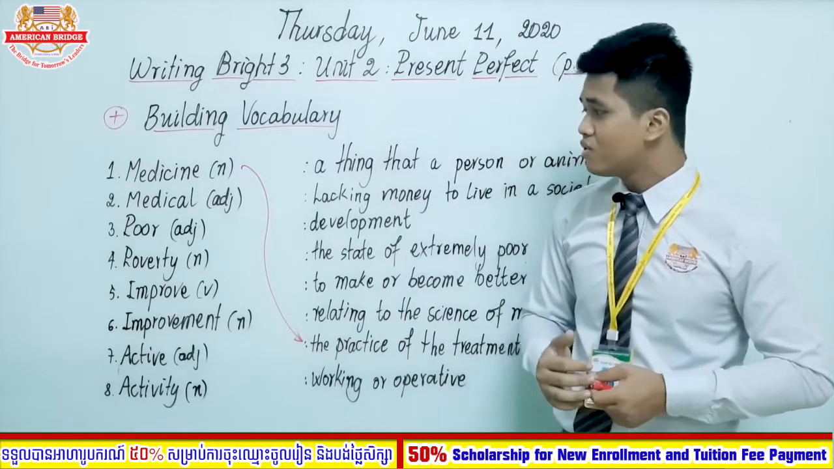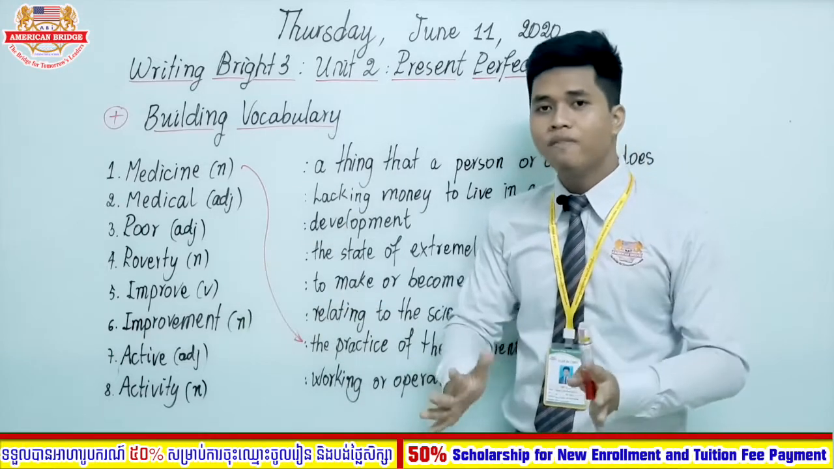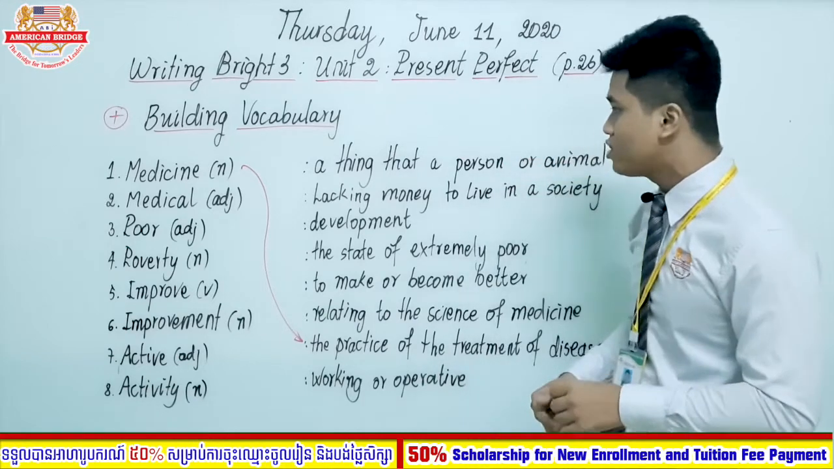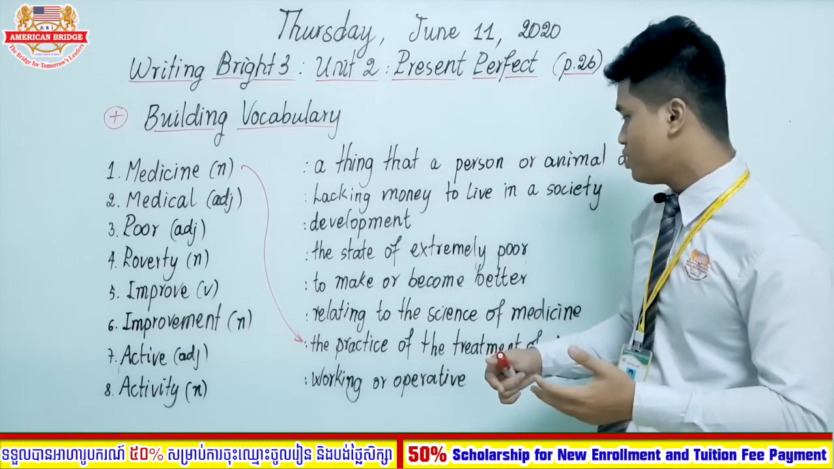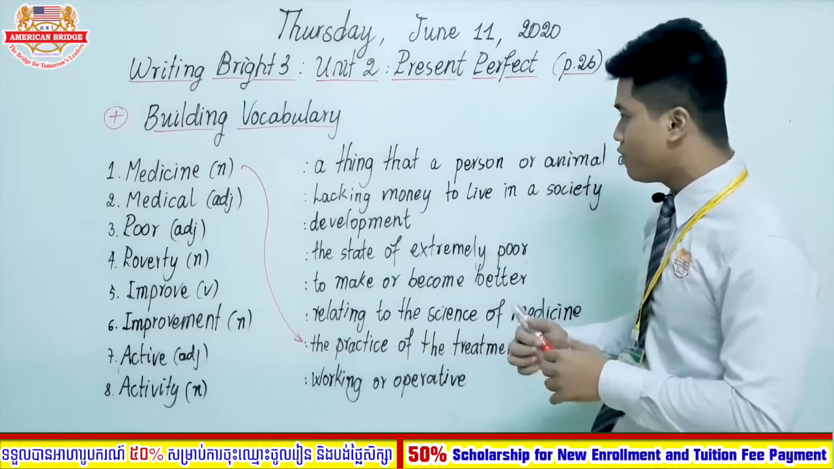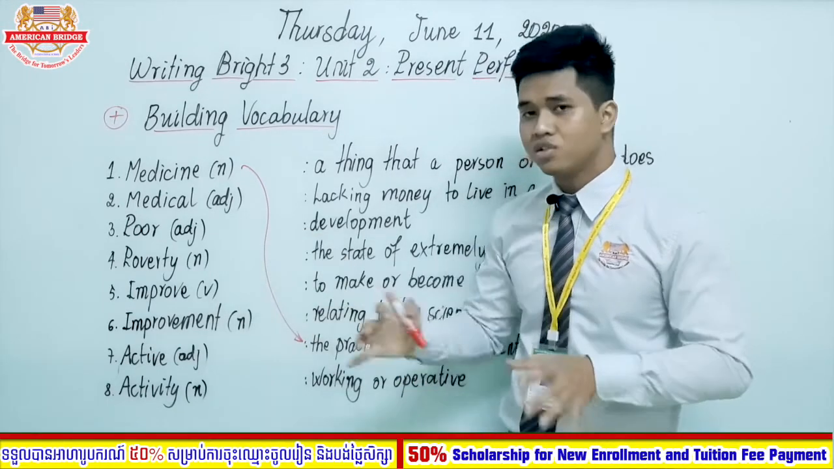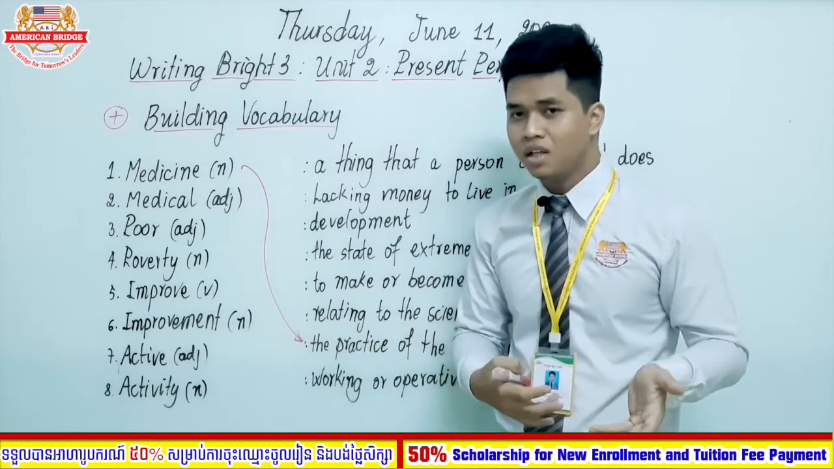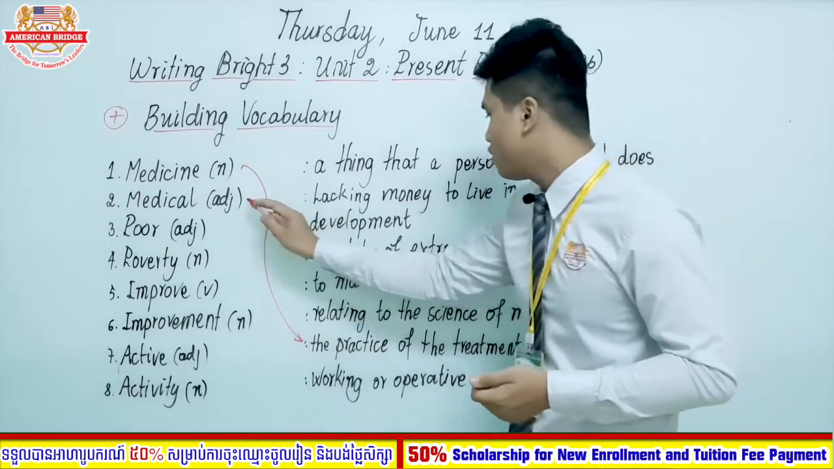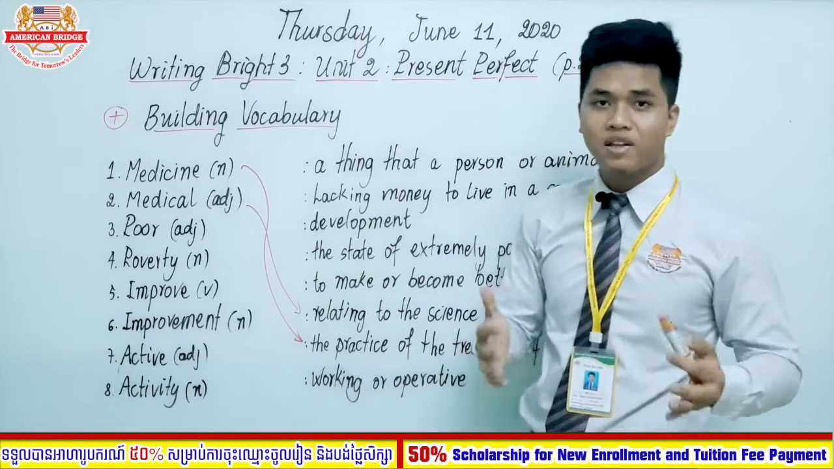So number two, which is the word medical. Medical is an adjective. As you know, adjectives are used to modify nouns. So the adjective refers to relating, here, relating to the science of medicine. If you say a medical doctor, a medical doctor refers to a doctor who studies medicine, which is the practice of the treatment of the disease. So medical is related to the science of medicine.